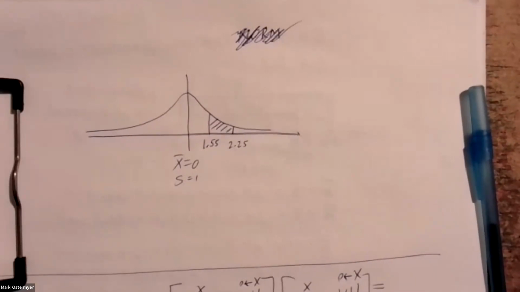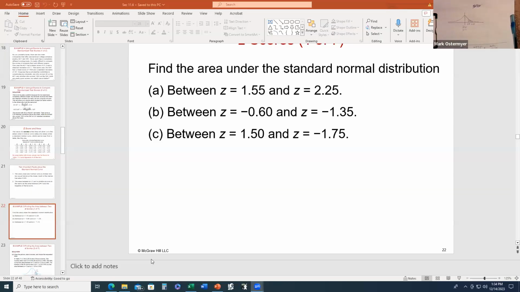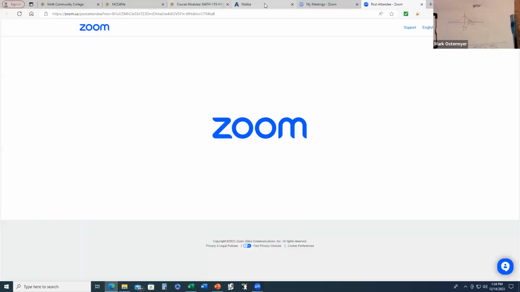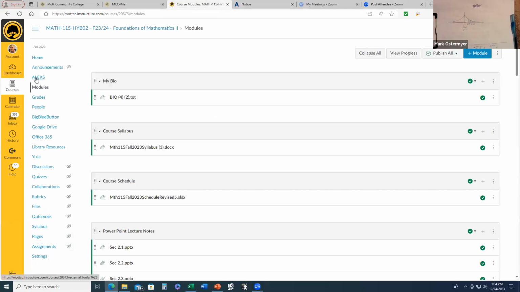We got to find that area. So how are we going to do that? Well, we have to use the standard normal probability distribution table in the back of our book. So where's that? Well, we got to go to our book, which means that we have to go grab our book.